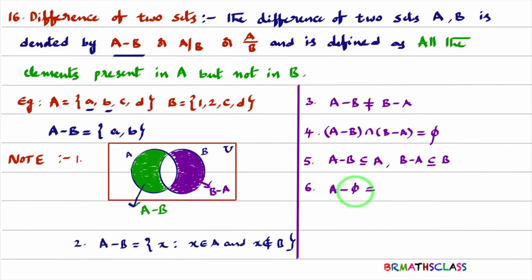A minus null set means all the elements present in A but not in the null set. All the elements present in A minus null set is A. It can be understood very easily.